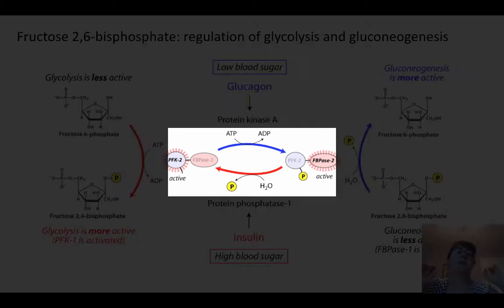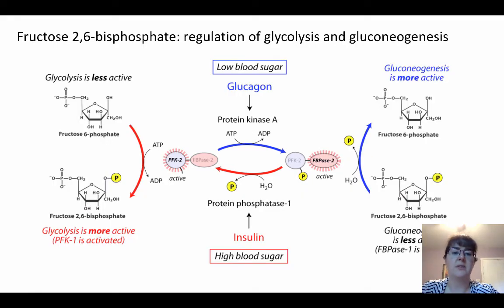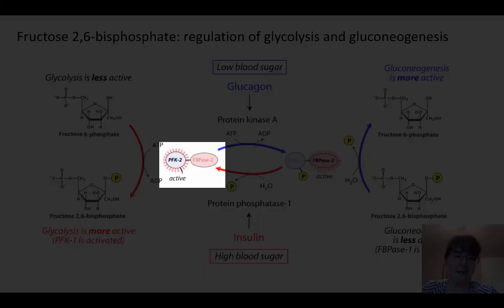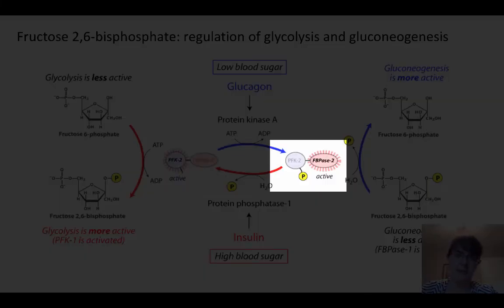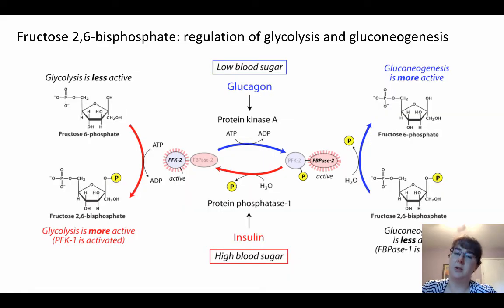So focusing on the center for just a minute, what you have in the middle is, again, the kinase activity and the phosphatase activity in one tandem enzyme. So either this tandem enzyme can be activated where it has the kinase activity activated, or it can be where the phosphatase activity is activated. If it's phosphorylated, then the phosphatase activity is activated. Glucagon, when we have low blood sugar, is going to activate protein kinase A, which will phosphorylate this tandem enzyme, which then means that the phosphatase activity is active.